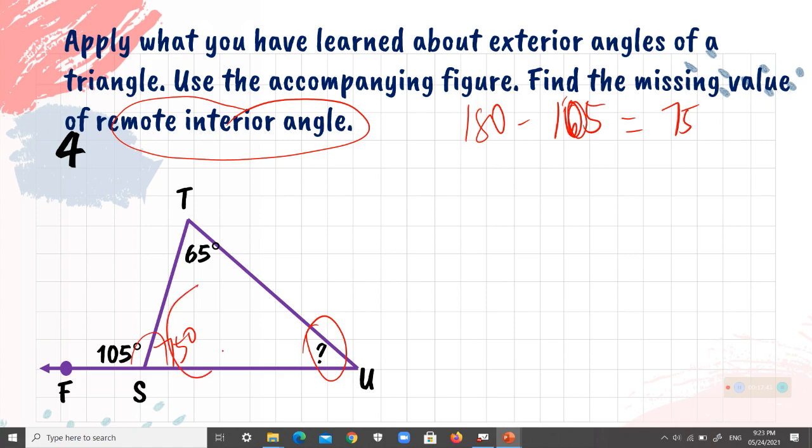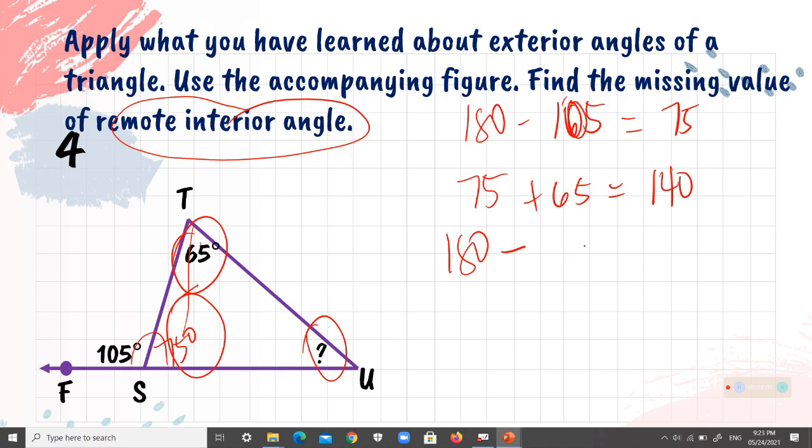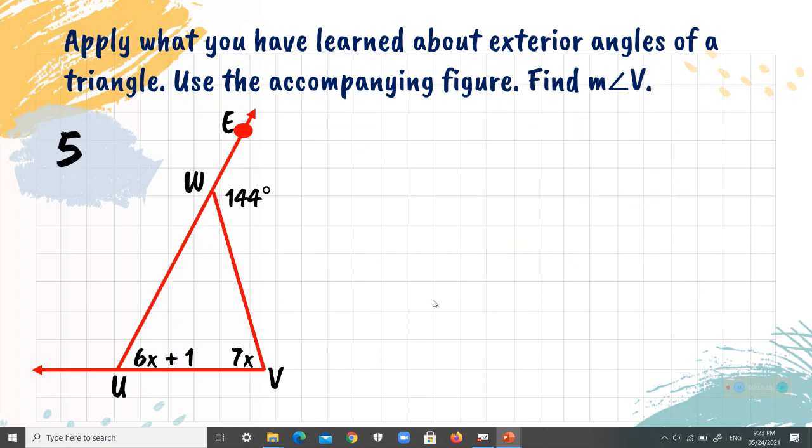Since we have here 75 degrees and we have here 65 degrees, which is equal to 140, and this formed a triangle, so we will have here 180 minus 140 is equal to 40 degrees. Okay, so therefore this is 40 degrees. Okay, question in number 4. So let's now have the last one.